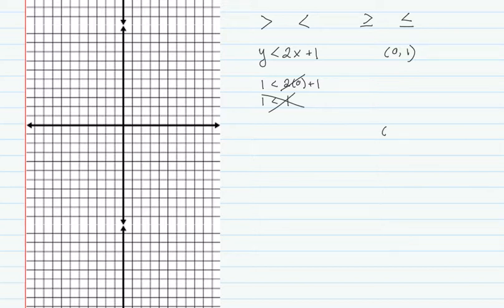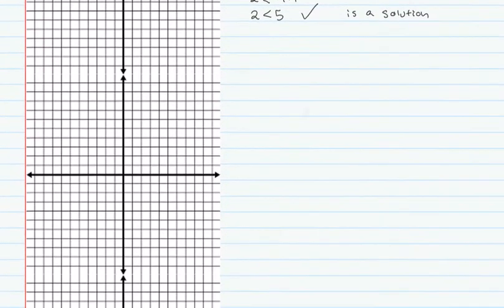Let's check the point 2, 2. If I were to substitute in these values, 2 for y and 2 for x, I get 2 is less than 4 plus 1, so 2 is less than 5. This is true. That means this is a solution. Alright, so now, in order to graph linear inequalities, we are graphing lines. So let's look at a couple of examples.